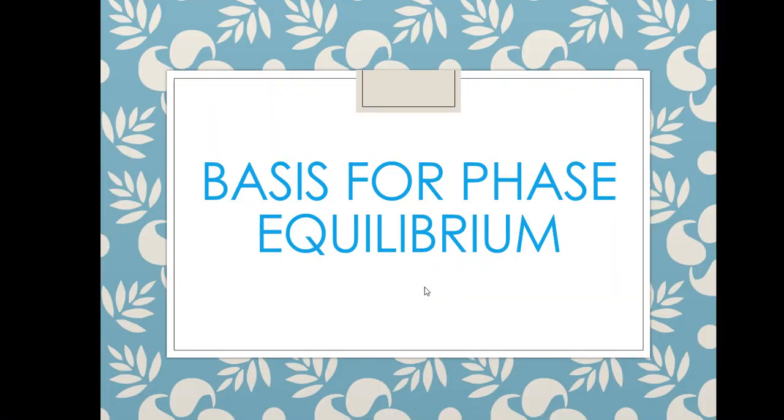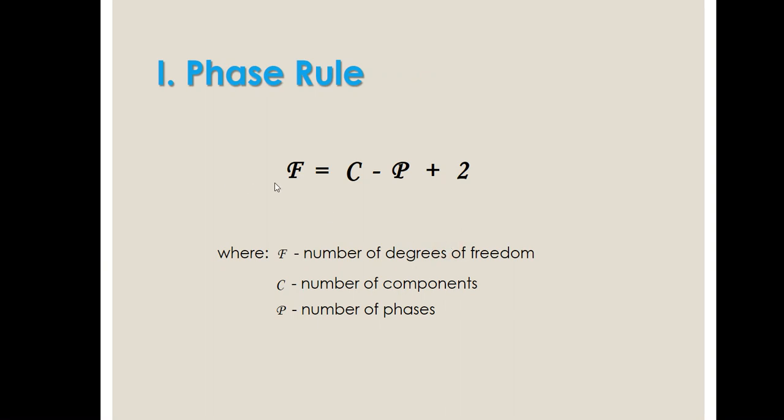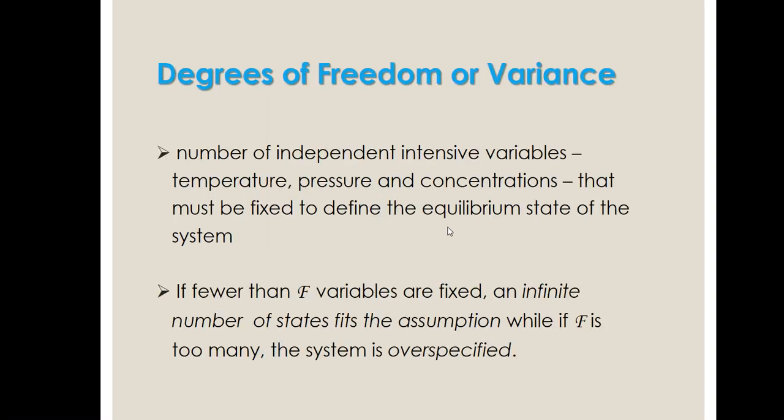Now, what are the bases for phase equilibrium? So we have the phase rule. In the phase rule, we have F as the degrees of freedom or the variance. The C would be the number of components of your particular mixture, and the P, the number of phases that are being contacted. And this is the general formula in determining the phase rule.